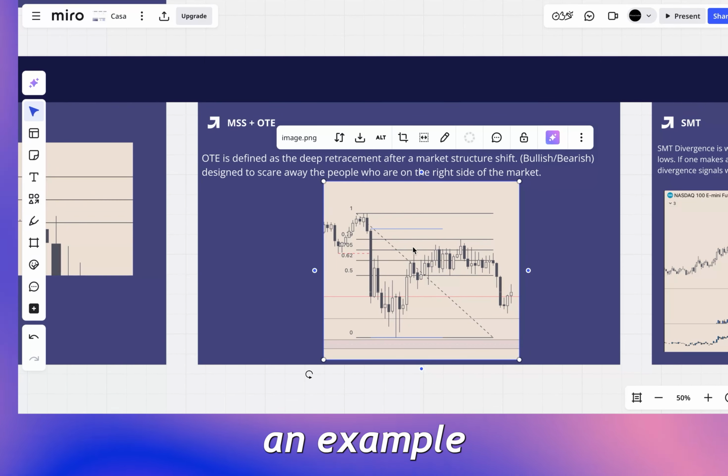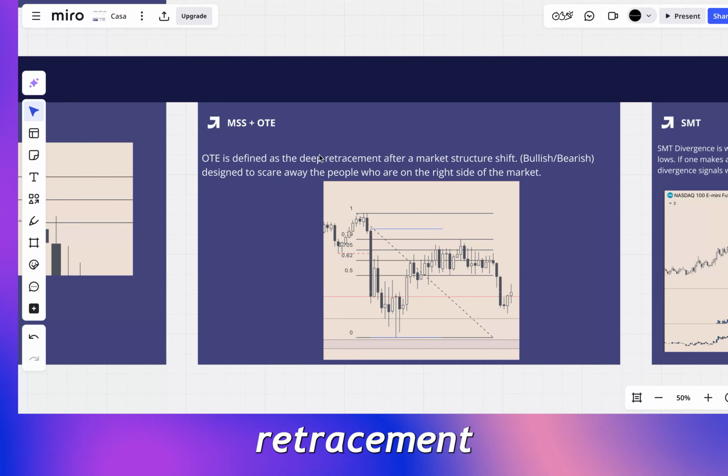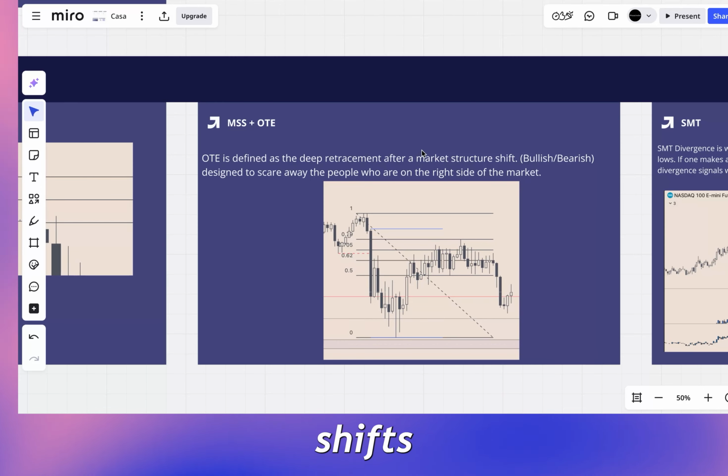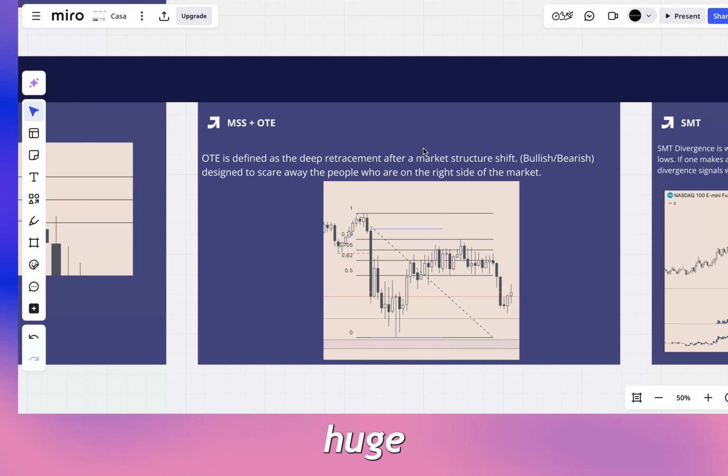So this is an example right here. What is an OTE? An OTE is defined as the deep retracement after a market structure shift, bullish or bearish, designed to scare away the people who are on the right side of the market. Now this is huge, right?